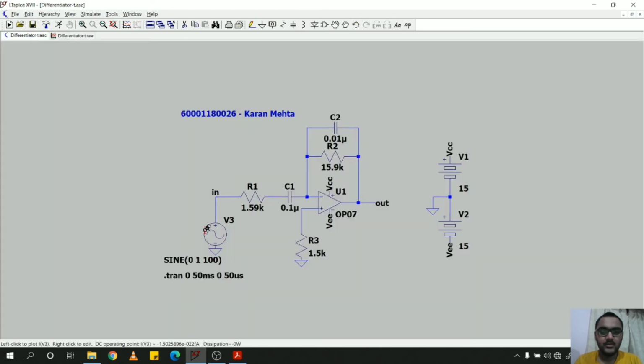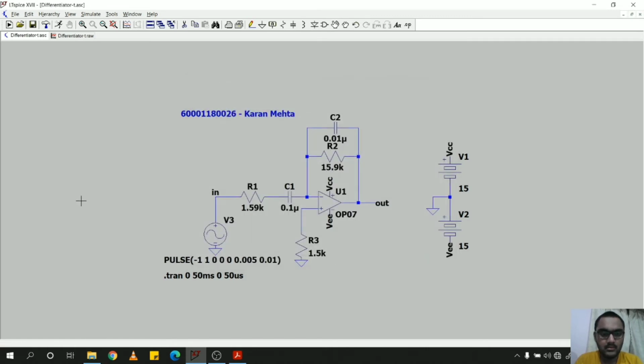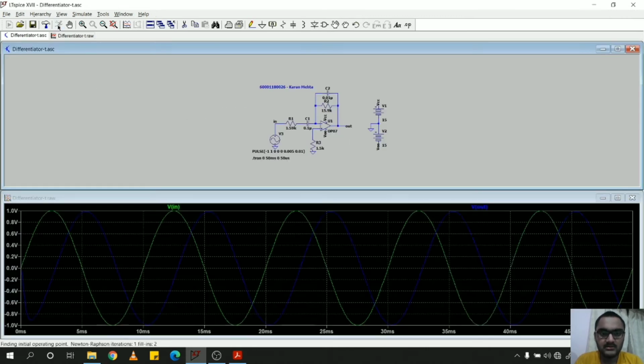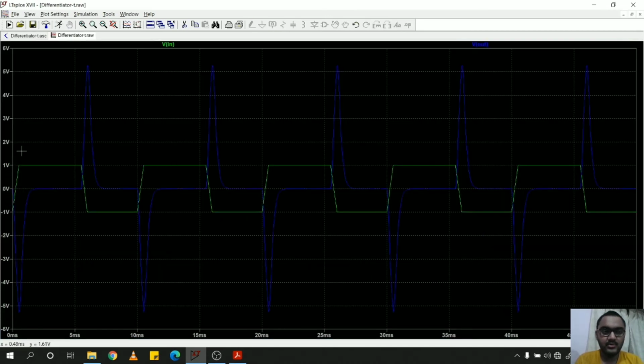Now let's change the input to a square wave. Enter T on as 0.005 and T period as 0.01 for 100 Hz of frequency. Click OK. Now again run the schematic. As you can see here, the input provided is a square wave and the output is spikes.